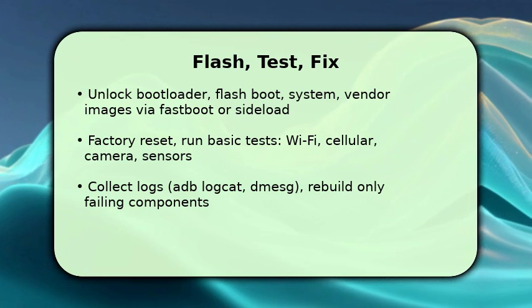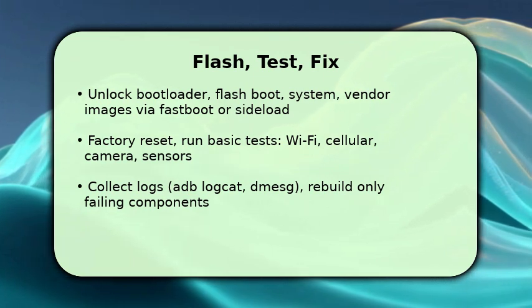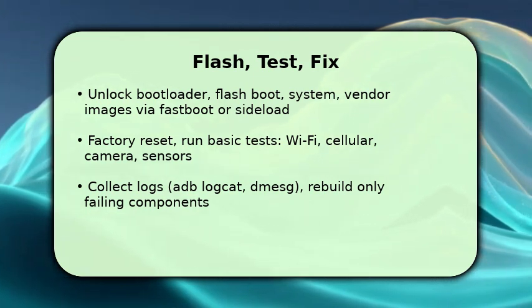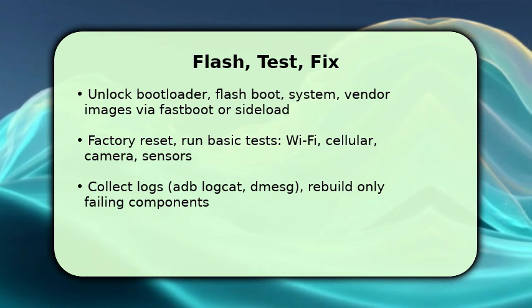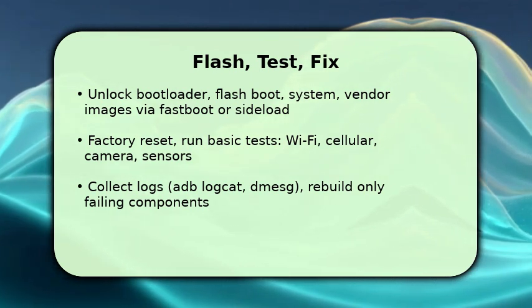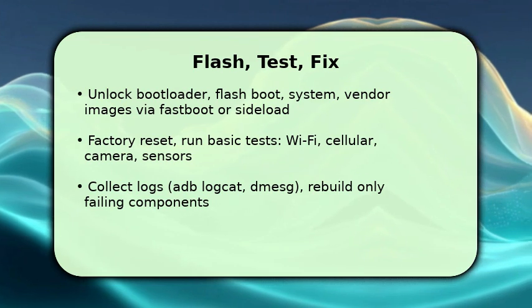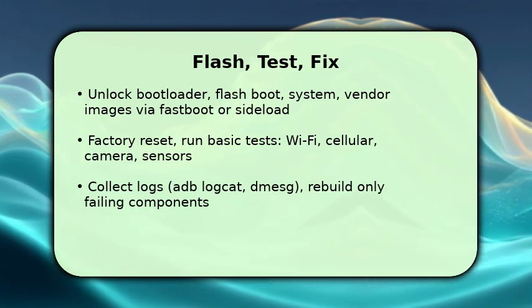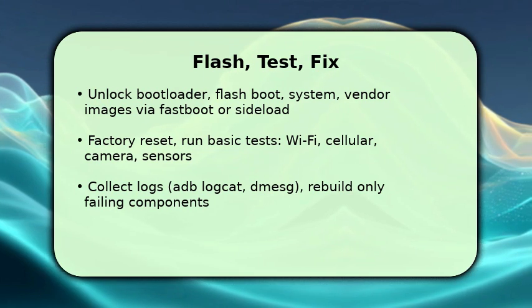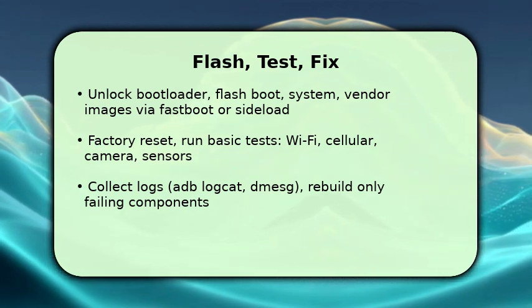Boot and run core tests: Wi-Fi, cellular, camera, sensors, because hardware integration is the usual failure point. If something breaks, collect logs with adb logcat and dmesg, identify the failing module, and rebuild just that component. This iterative fix and flash loop gets you a stable ROM faster.